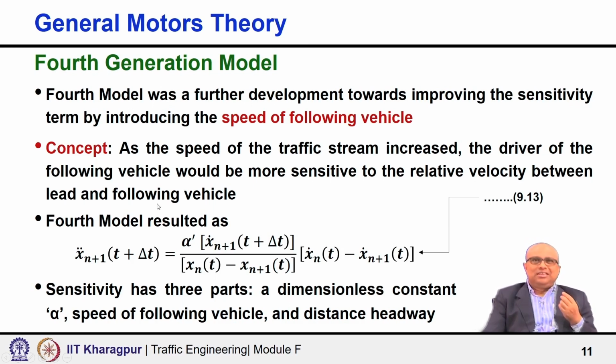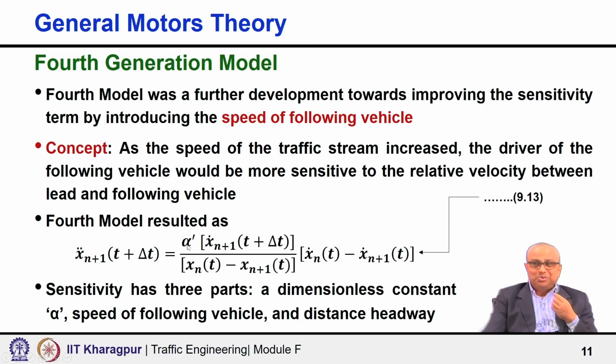So, the concept here is, as the speed of the traffic stream increases, the driver of the following vehicle is expected to be more sensitive to the relative velocity between the lead and following vehicle. For a given relative speed, for a given distance, the higher the speed, the higher will be the sensitivity. So, it remains in this form as a multiplier in the numerator.